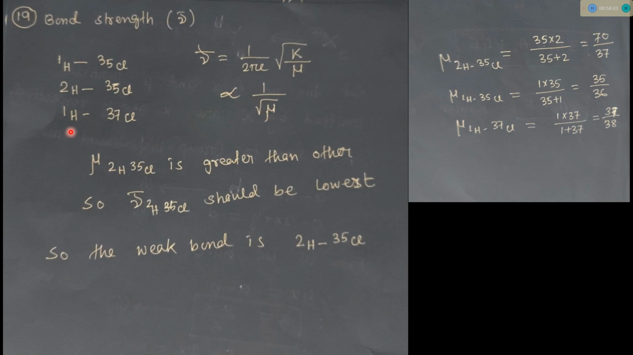So for reduced mass, if we calculate the reduced mass, for 2A is 35 chlorine, the reduced mass becomes more. Since it becomes more, the nu bar becomes lowest for this 2A is 35 CL.